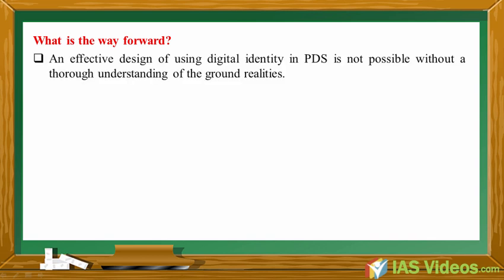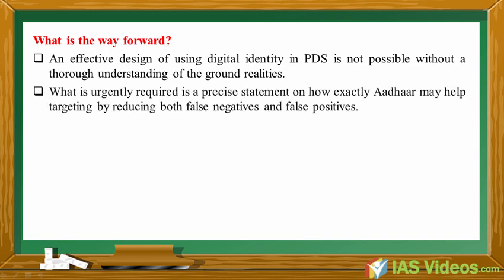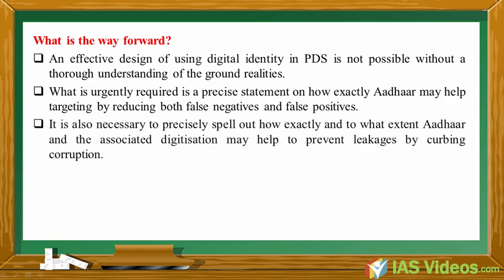What is the way forward? An effective design of using digital identity in PDS is not possible without a thorough understanding of the ground realities. What is urgently required is a precise statement on how exactly Aadhaar may help targeting, by reducing both false negatives and false positives. It is also necessary to precisely spell out how exactly and to what extent Aadhaar, and the associated digitization, may help to prevent leakages by curbing corruption.